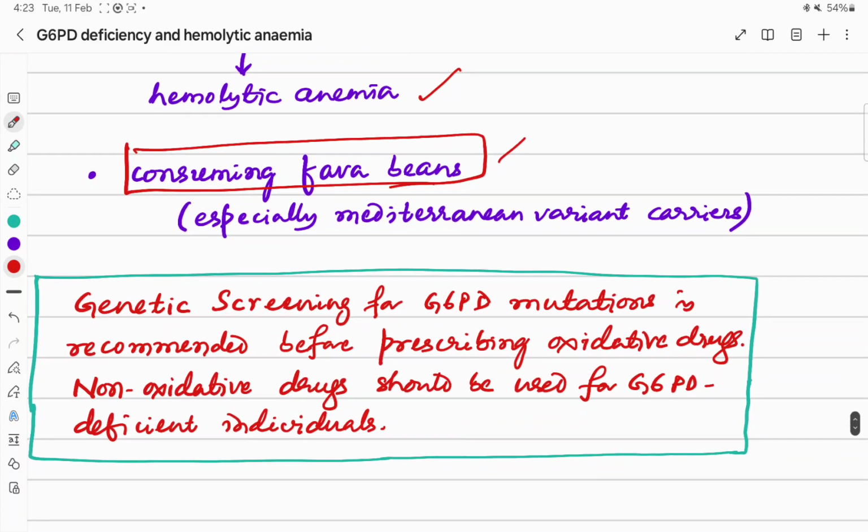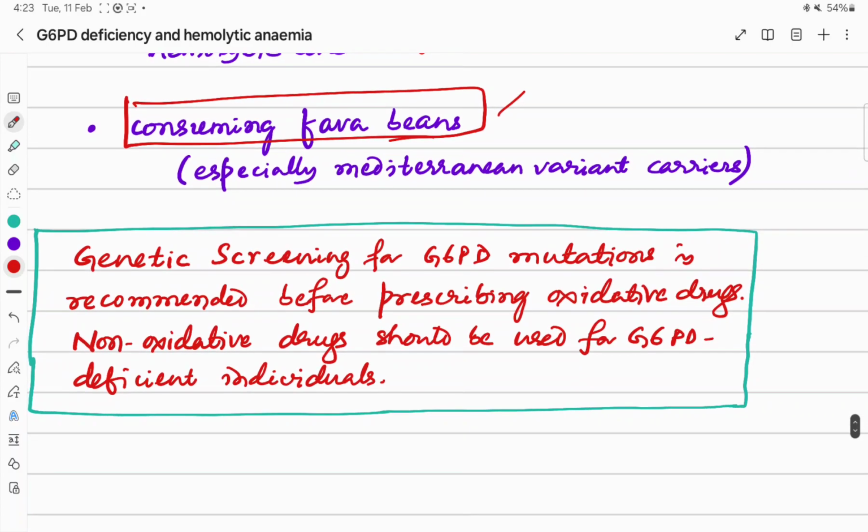So genetic screening for G6PD mutations is recommended before prescribing oxidative drugs, and non-oxidative drugs should be used in case of G6PD deficient individuals.